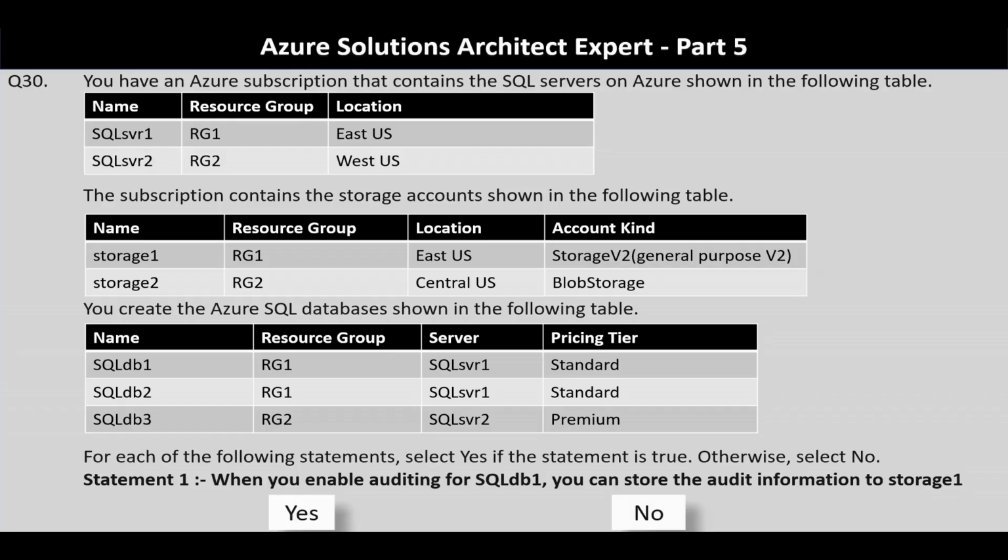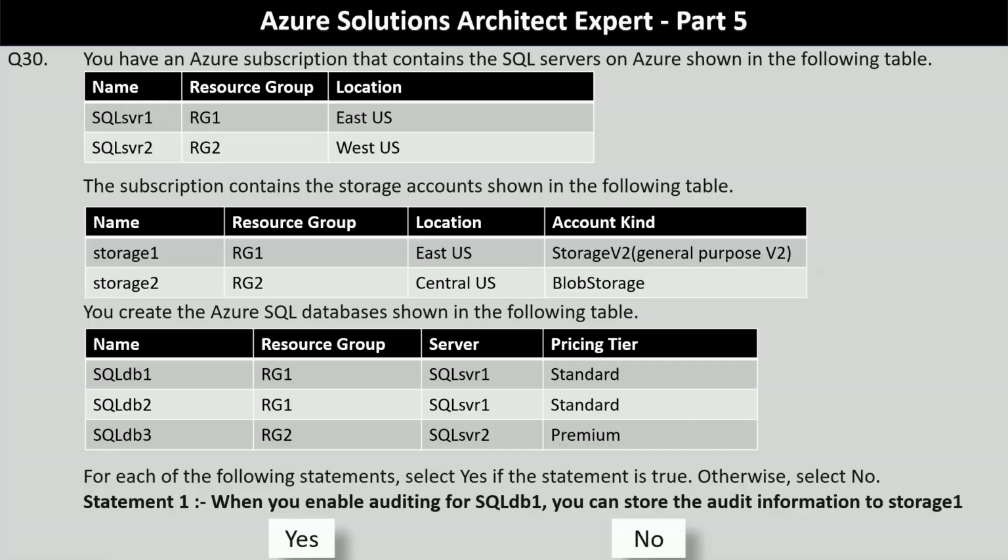You create the Azure SQL databases shown in the following table. You basically create three SQL databases with the name of SQL DB1, DB2, and DB3. SQL DB1 and DB2 are in SQL Server 1, whereas SQL DB3 is in SQL Server 2. Now, the pricing tier for SQL DB1 and SQL DB2 is standard, whereas SQL DB3 is premium. Now, for each of the following, select yes if the statement is true, otherwise select no. Your first statement is when you enable auditing for SQL DB1, you can store the audit information to storage 1.